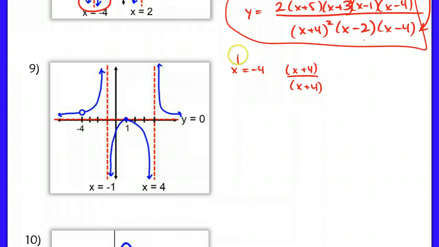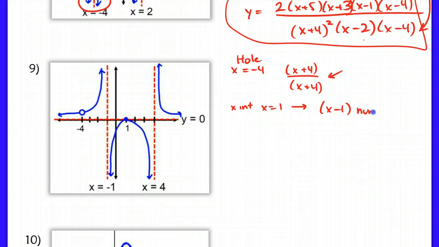Alright, in number 9, I looked at the hole already, at x equals negative 4, and I know that should go in the final equation. I also have an x-intercept at x equals 1, which means that x minus 1 should be in the numerator. I'm also seeing that it doesn't go through the horizontal asymptote like this, so since it bounces, this should be an even power, because it should have an even multiplicity there.